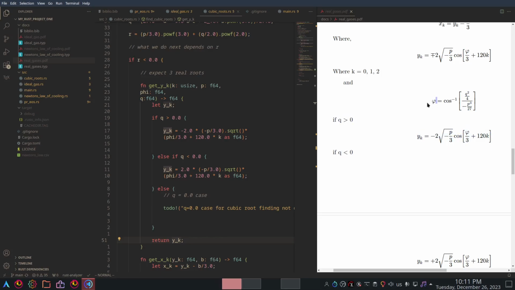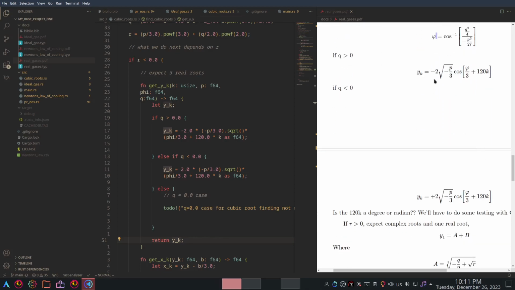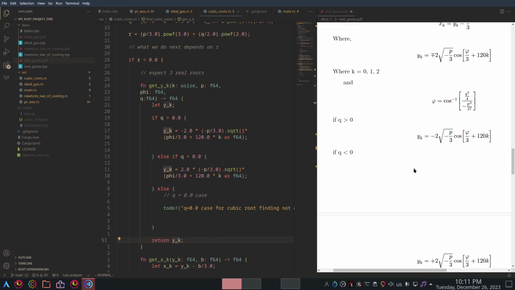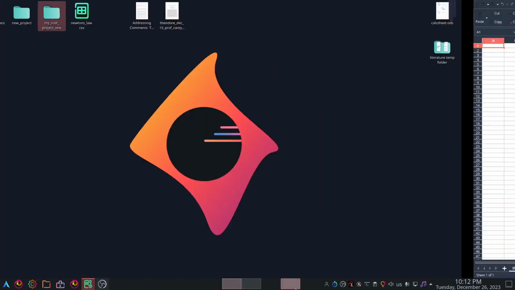Okay, my suspicion is that if q equals to 0, then you'll see that the yk for these two expressions will result in the same value, because let me kind of draw out why that is the case first. So we have phi equals to arc cosine of 0, and let's find that out.